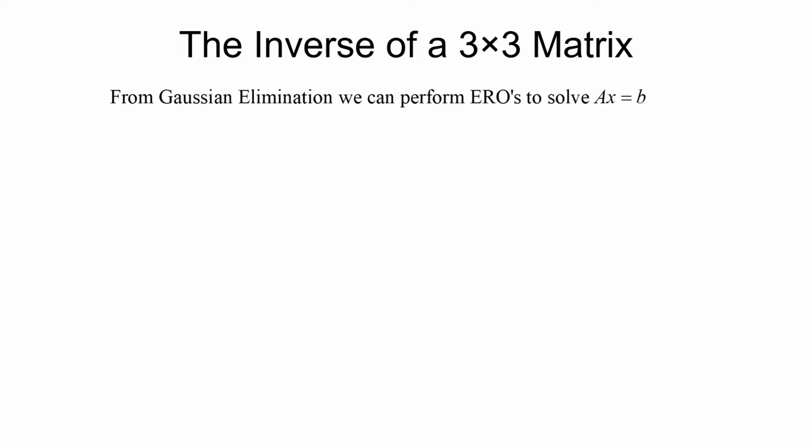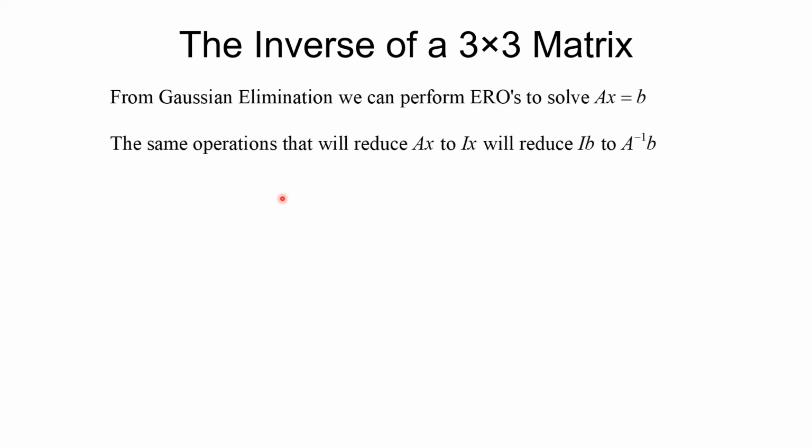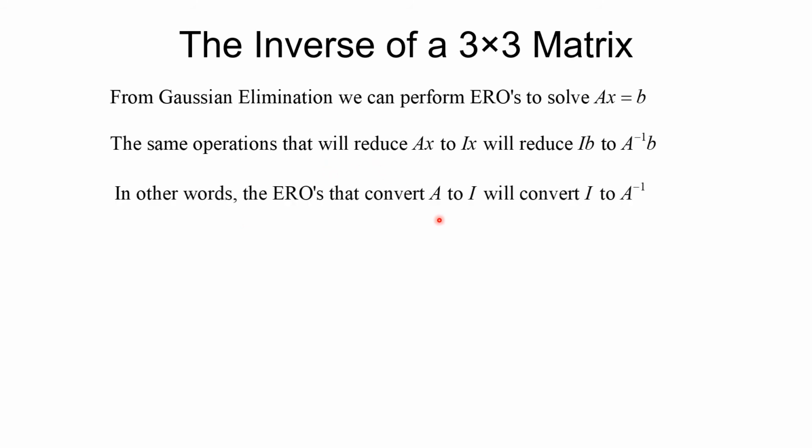Now we're going to identify the inverse of a 3 by 3 matrix. To identify the inverse of a 3 by 3 matrix, you need to apply Gaussian elimination, where you perform elementary row operations to solve AX equals B. A is a matrix, B is a matrix, and we need to solve for X. For example, you can reduce AX to IX, and then IB to A inverse multiplied by B. So you can convert A to I, and you can also convert I to A inverse using these elementary row operations.